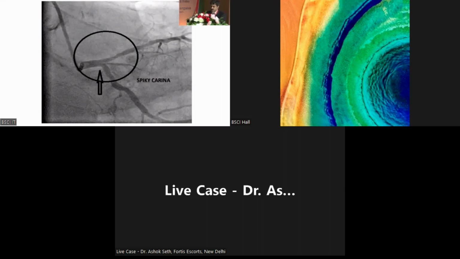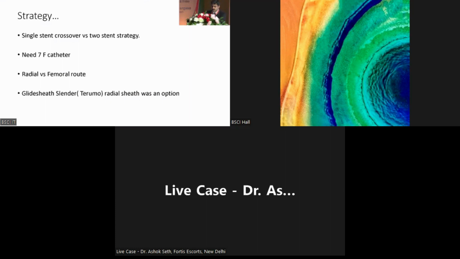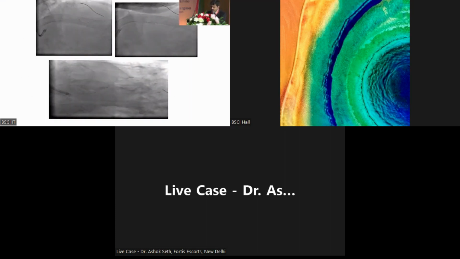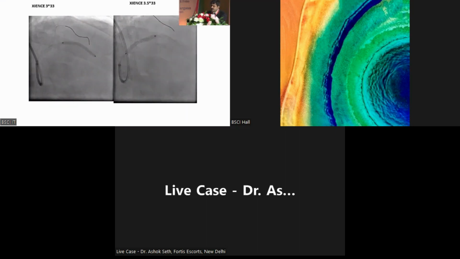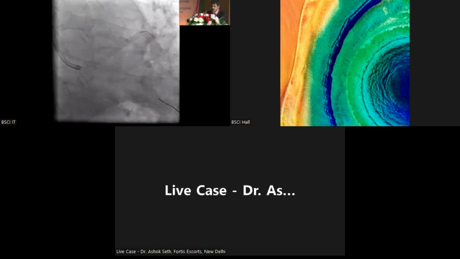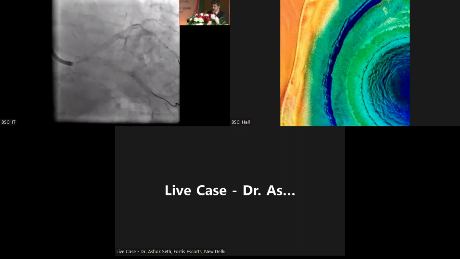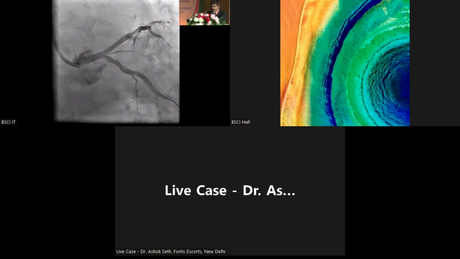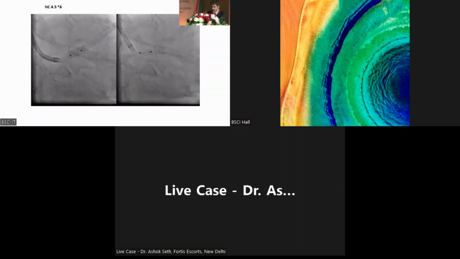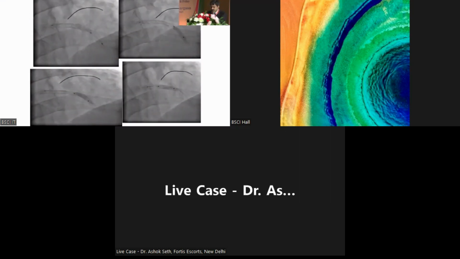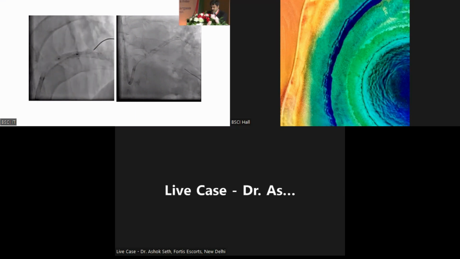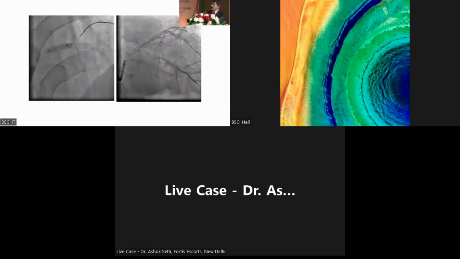So, 7 French catheter, femoral approach, bed preparation with a scoring balloon, then 2 overlapping stents, and after this stenting, the POT, and you can now assess the side branch ostium. So this is after POT and post dilation of the main stent.